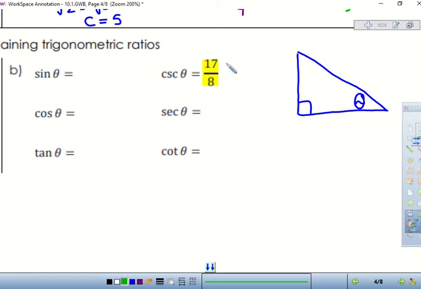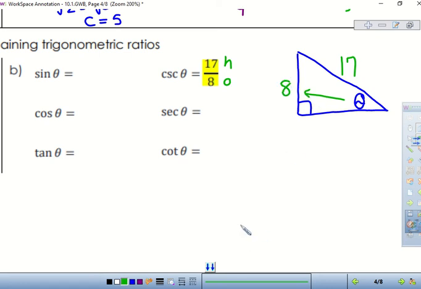Wait, do we flip that 17 over 8 on our paper? Yeah, it was just a typo, so you're just going to adjust that. Alright. So if sine is opposite over hypotenuse, what would this be? Hypotenuse over opposite. Good. So the hypotenuse, opposite the right angle, is 17, and the opposite is 8.